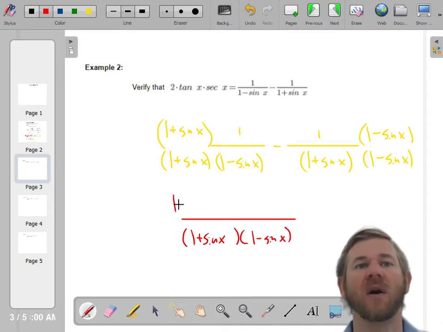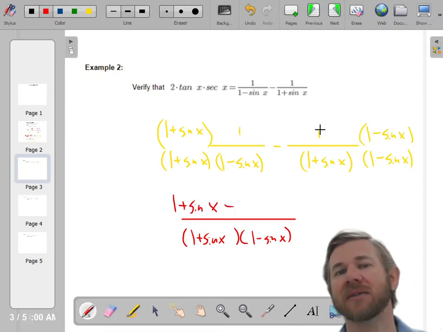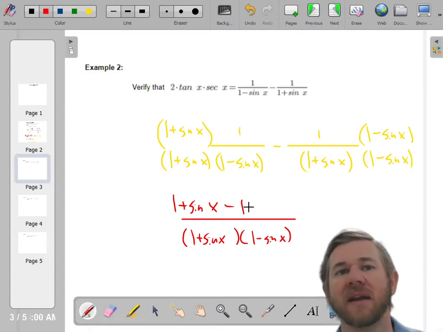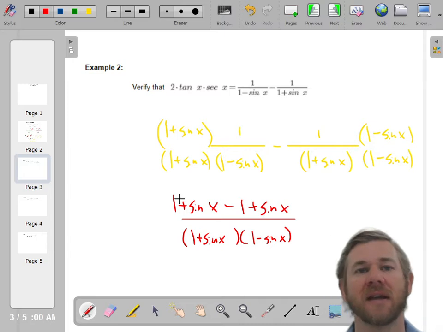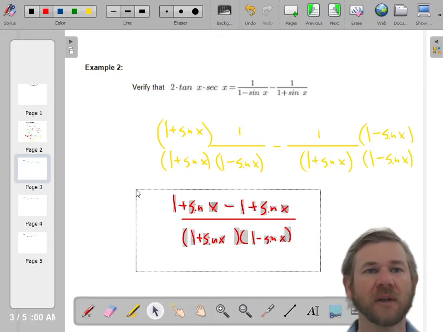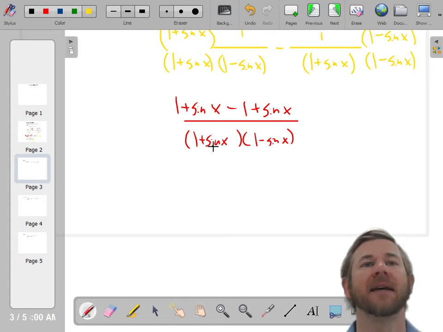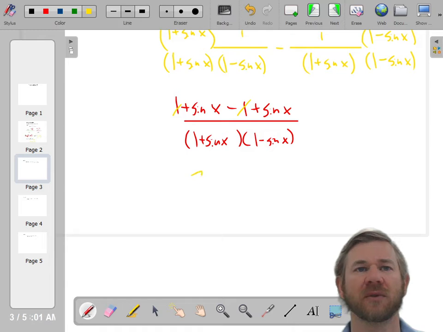Well, up here I have 1 plus the sine of x times 1, but then it's minus 1, so you need to make sure you distribute. That's a negative 1. So this will be negative 1 times 1 is negative 1, and negative 1 times, I'm sorry, negative 1 times negative sine x is positive sine x. So I look at this now, and I'm going to simplify that, and I see that I can cancel out the 1's, and I have sine of x plus sine of x, which is 2 times the sine of x.